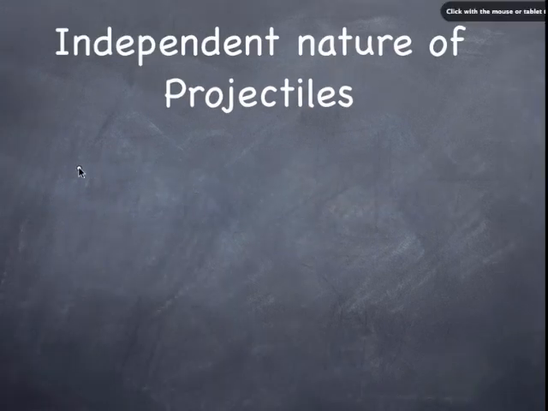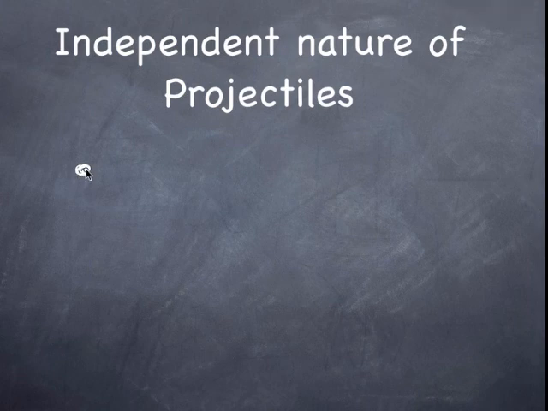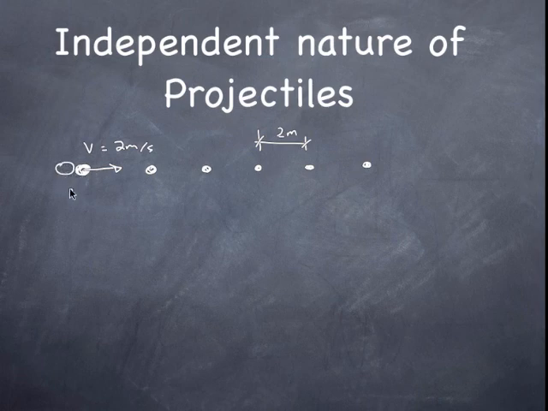So if we had an object and we were throwing this ball, let's say, horizontally, at, I don't know, 2 meters per second. If we were to draw that each second, it would be here, and then here, and then here, and so on. The spacing would be equal at each second. Each distance between them would be 2 meters.